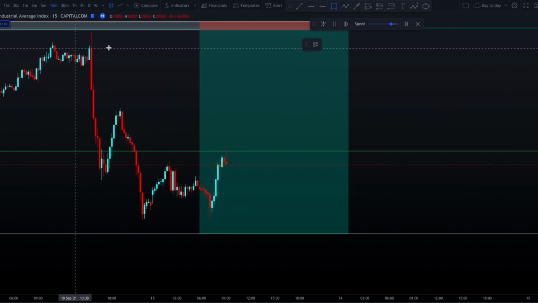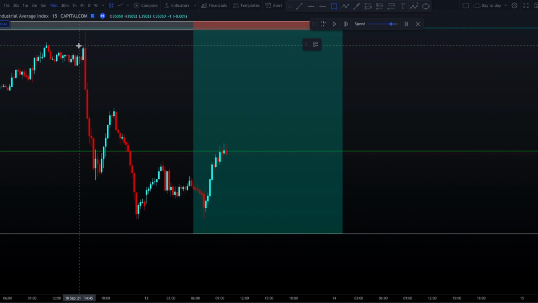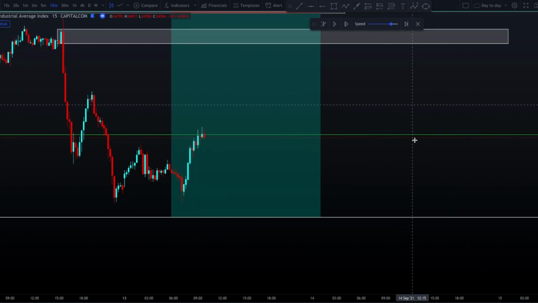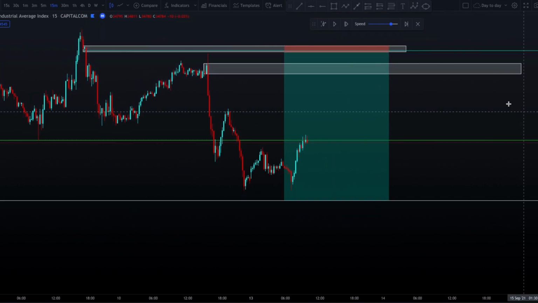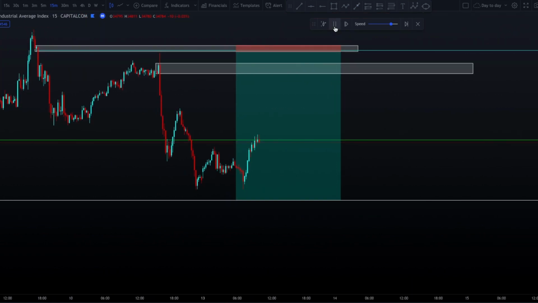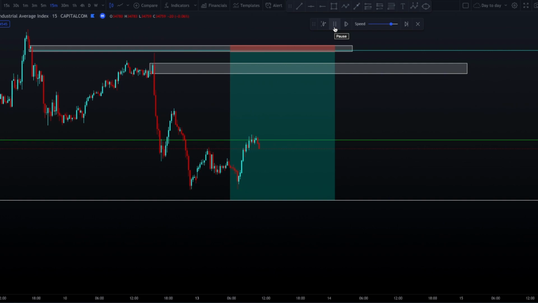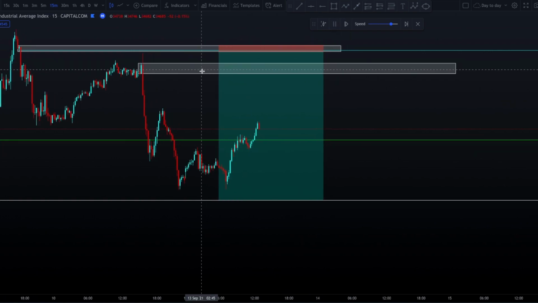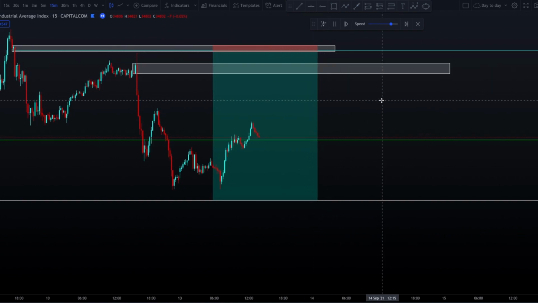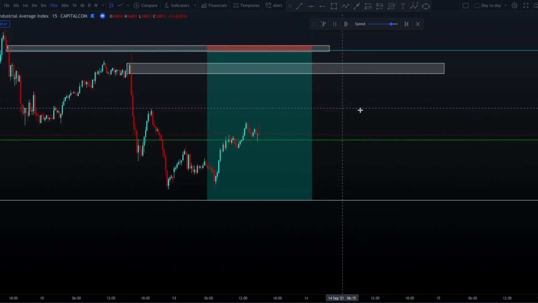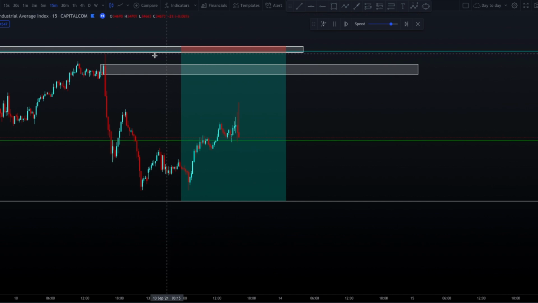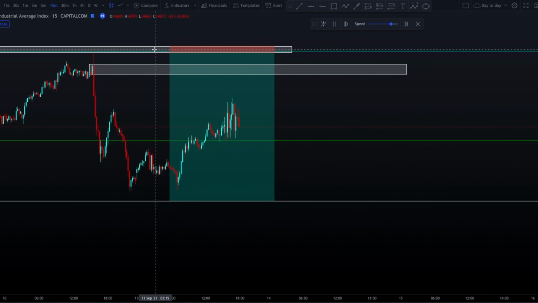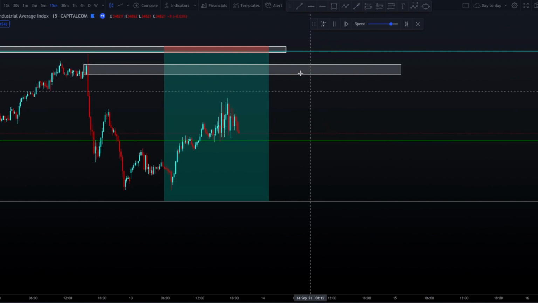Now, another potential entry for me could be this area over here. Okay, so let's just see how price reacts off of that area. But for now, we're still just gonna watch price. If we see price tap into this area over here, what I would like to see is some structure broken on a lower time frame before we can enter. Otherwise, I still strongly stand behind this entry area over here.